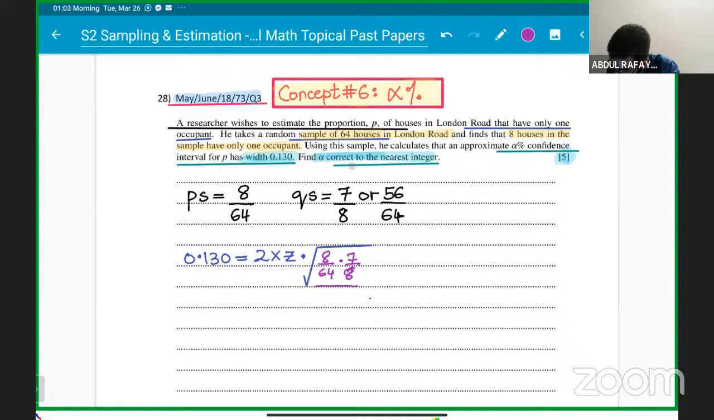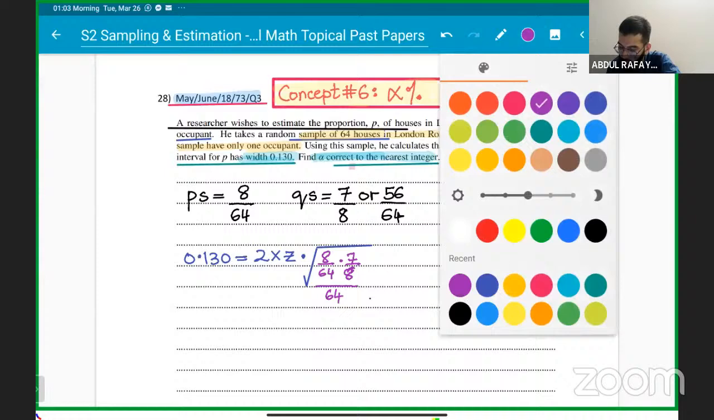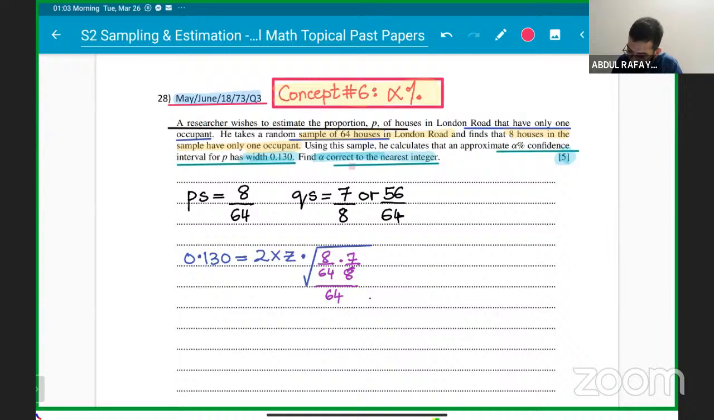So let's try to work this out, okay, students? First, let's multiply 2 with the square root. So it will be 2 times the square root, in the calculator, of 8 over 64 times 7 over 8 divided by 64. So I'm getting this as 0.08267 times z.